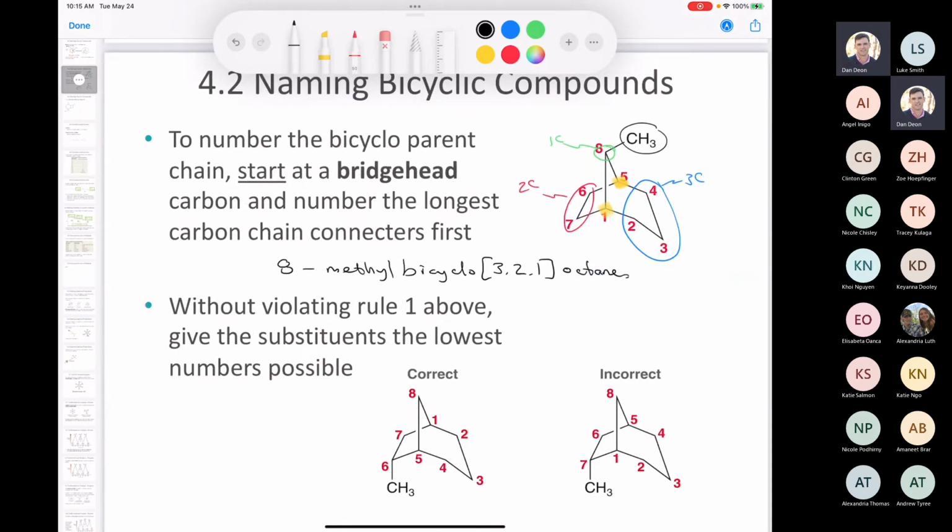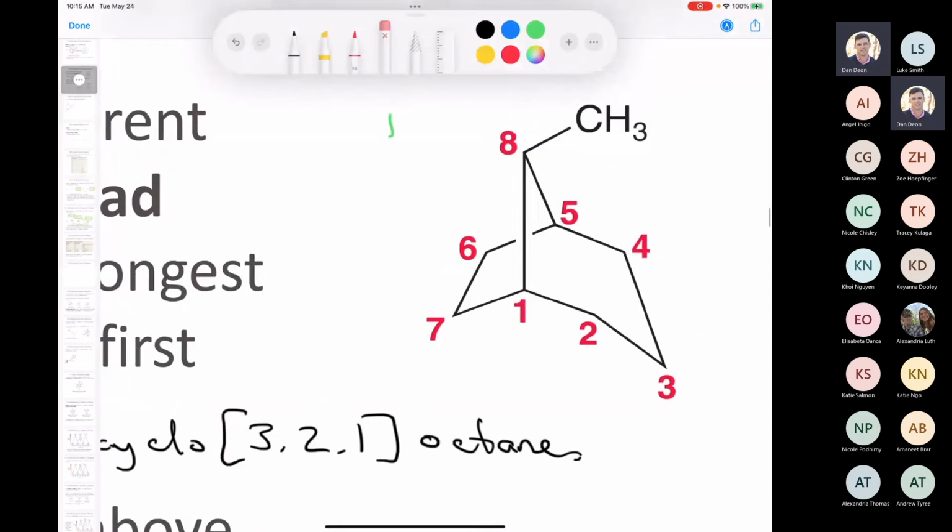It says you number the longest carbon chain connectors first. So I'm going to erase all of this and go over another rule that I haven't really covered yet. You always start at a bridgehead carbon when you're numbering. So that means you could have put number 1 here, number 1 here, it doesn't really matter.